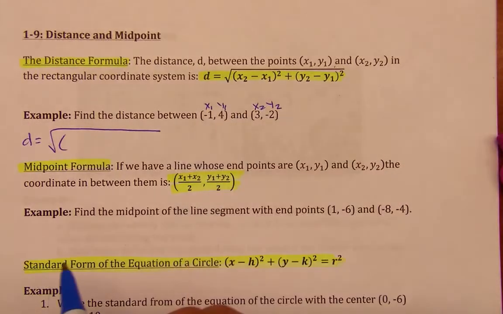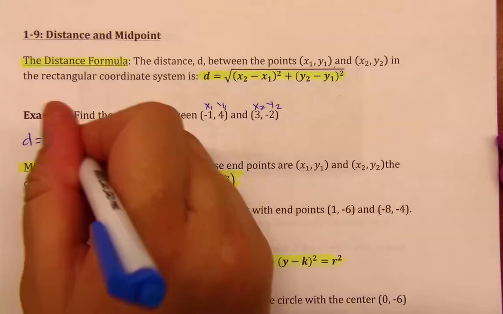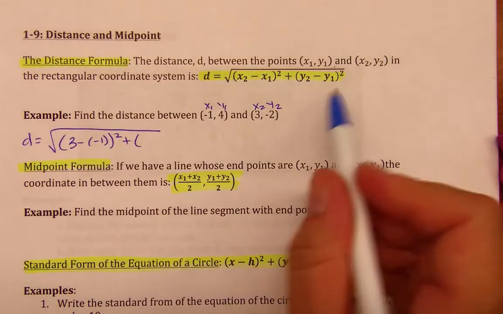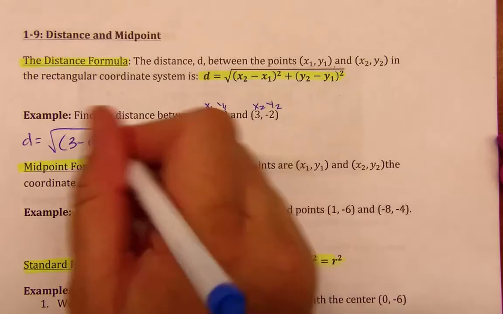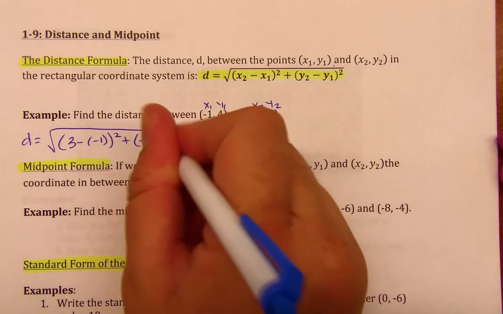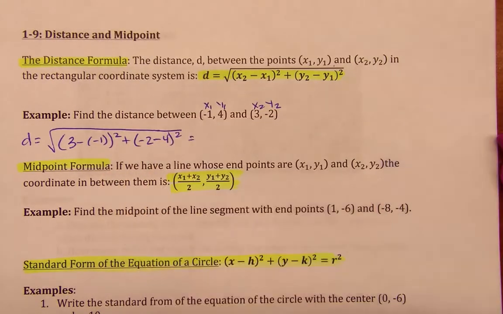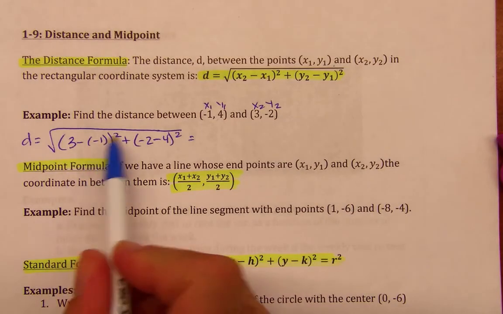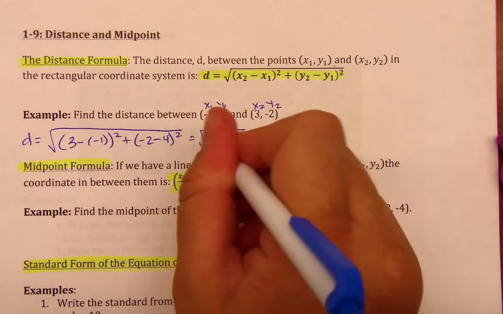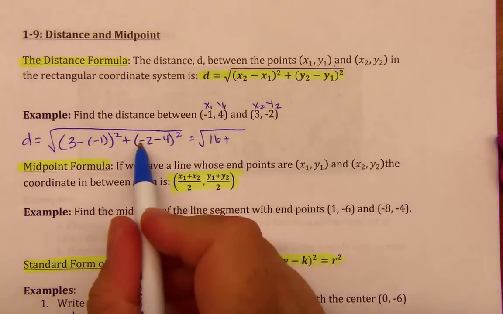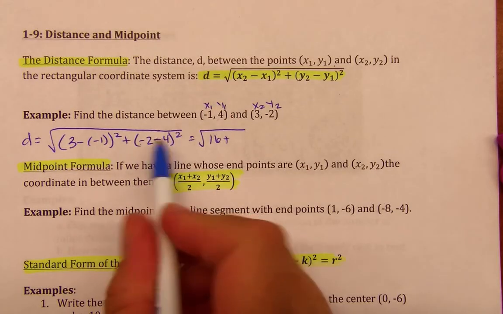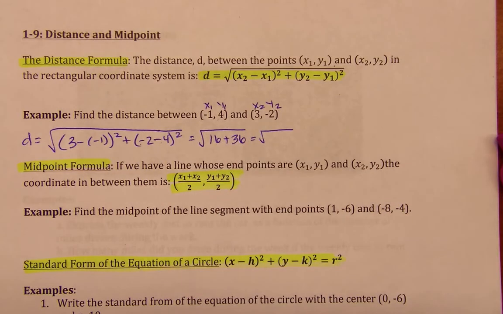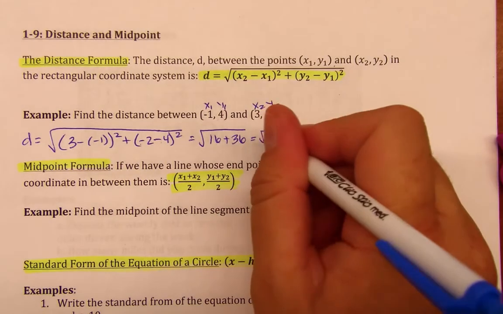So x2 minus x1, so here that would be 3 minus negative 1 squared, plus y2 minus y1, so that's negative 2 minus 4 squared. And then it's just a matter of simplifying for us. So 3 plus 1 is 4, squared is 16. And then we have negative 2 minus 4 is negative 6. Negative 6 squared is 36. So we have the square root of 16 plus 36 is 52.